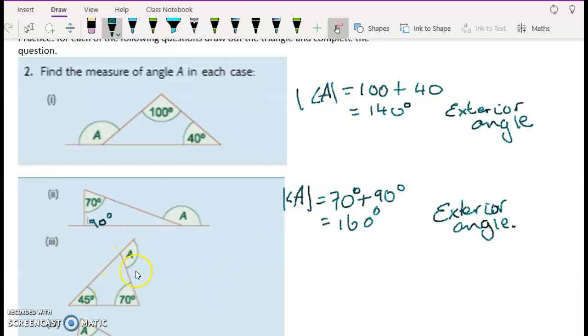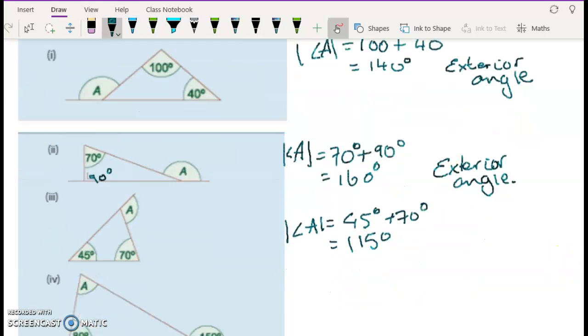Now this one here, my exterior angle is equal to the sum again. So the size of the angle A is equal to 45 degrees plus 70 degrees, which equals 115 degrees. Again, for the same reason, exterior angle.